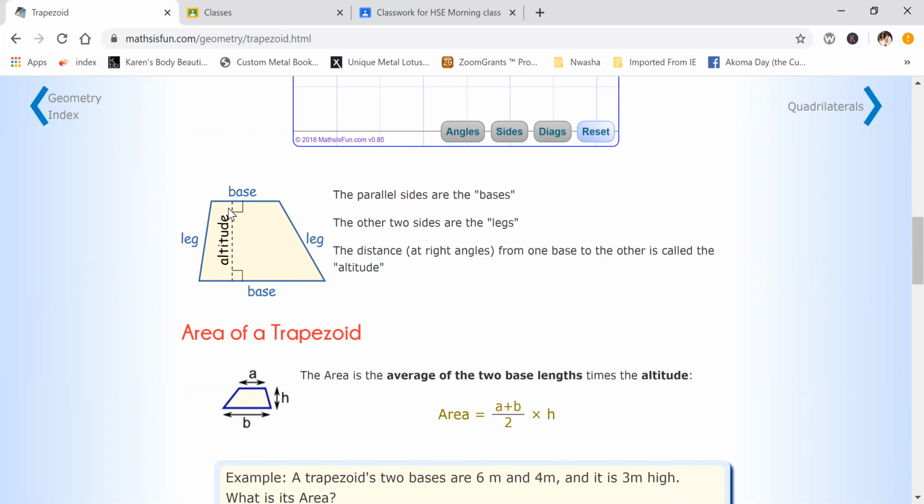So what you're really looking for when you're thinking about the formula is, what is the one base? What is the second base? Let me add those two up. I'm going to divide by 2 and then multiply times the height. So sometimes you do see this. Let me see another one.